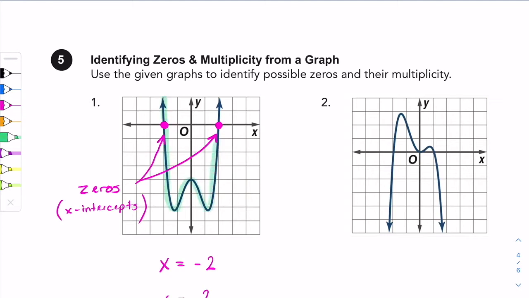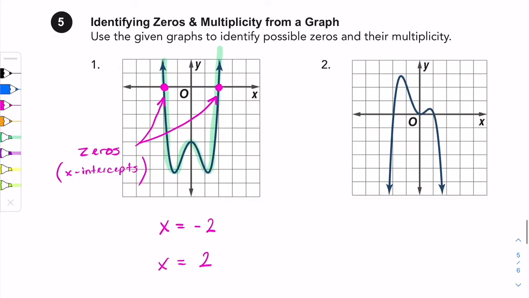Now, the straighter the line, the lower the multiplicity. Because I'm drawing straight through them, I know that I have an odd multiplicity. Because it's a straight-ish line, I'm going to say that the multiplicity, abbreviated as MULT, is 1 because the graph crosses. And for x equals 2, this also has a multiplicity of 1, and the graph crosses through there as well.